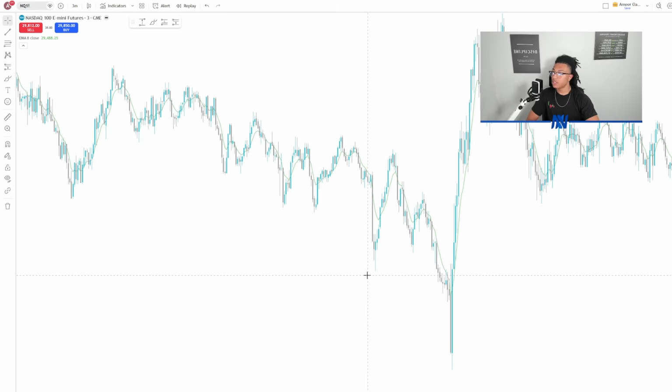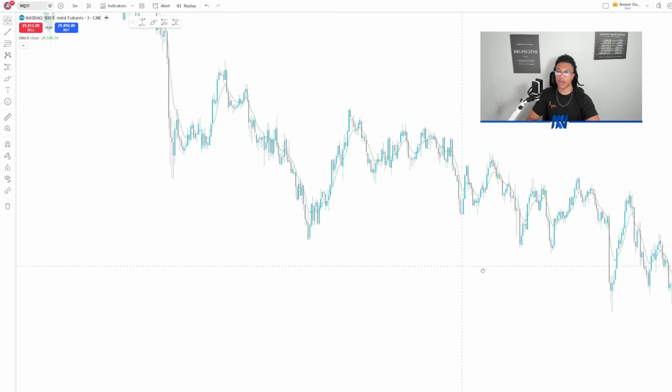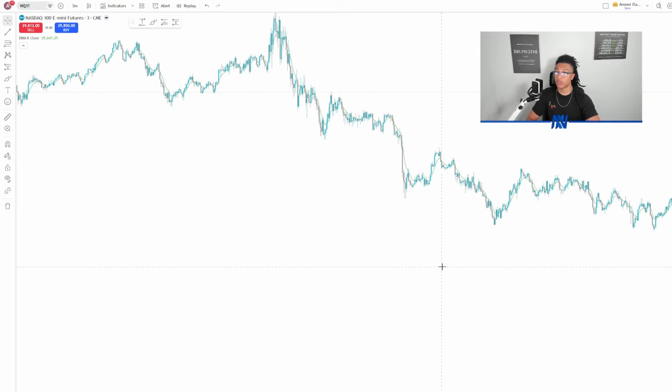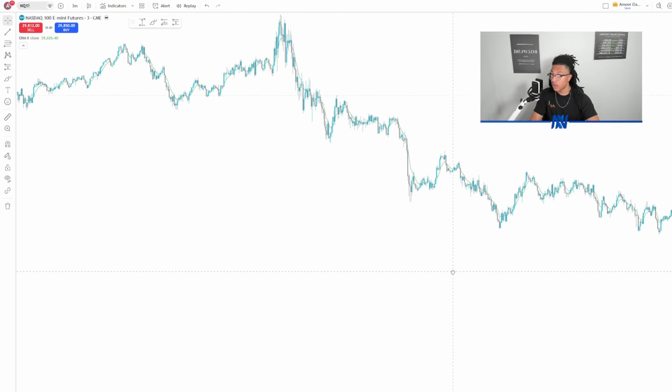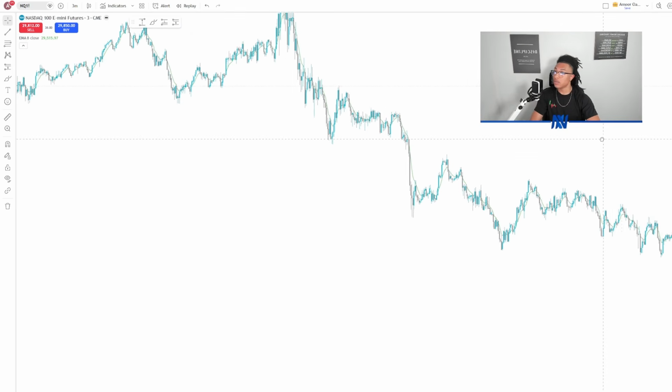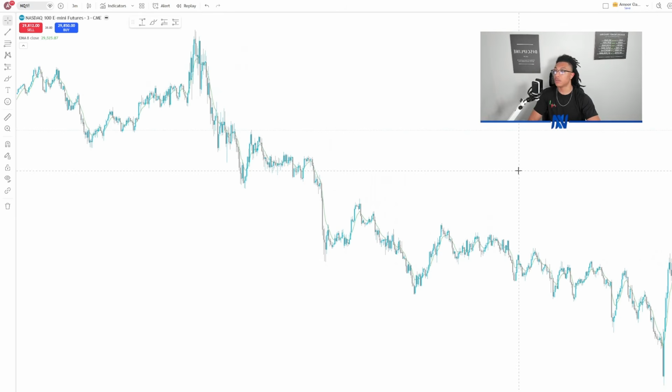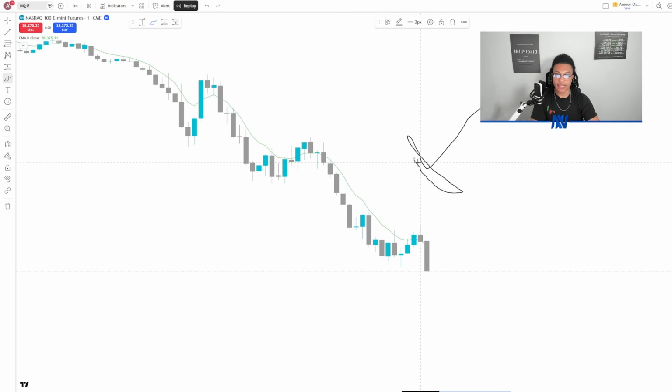So that's very simple. And the second step is looking for a rejection candle. So I'm going to go into an example, and then what we're going to do is go over that example, and I'm going to show you exactly what a rejection candle is. All right, so let's go ahead and take a look at this example.